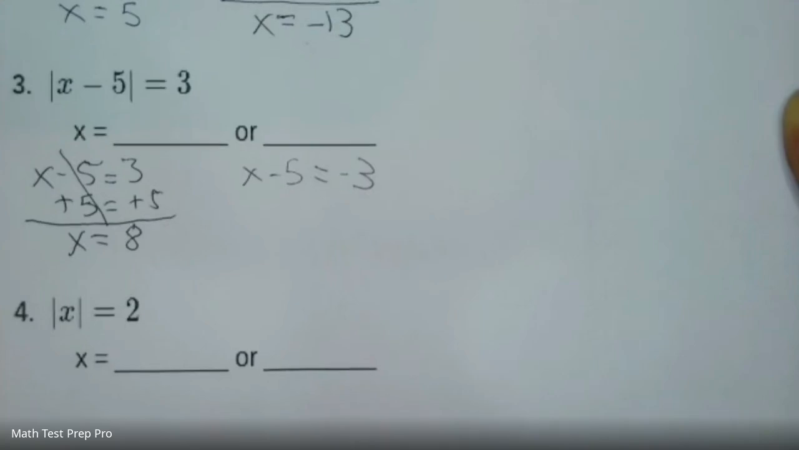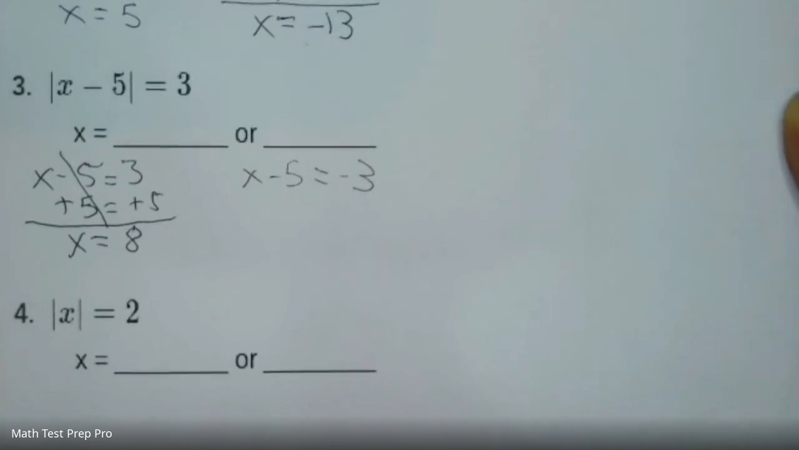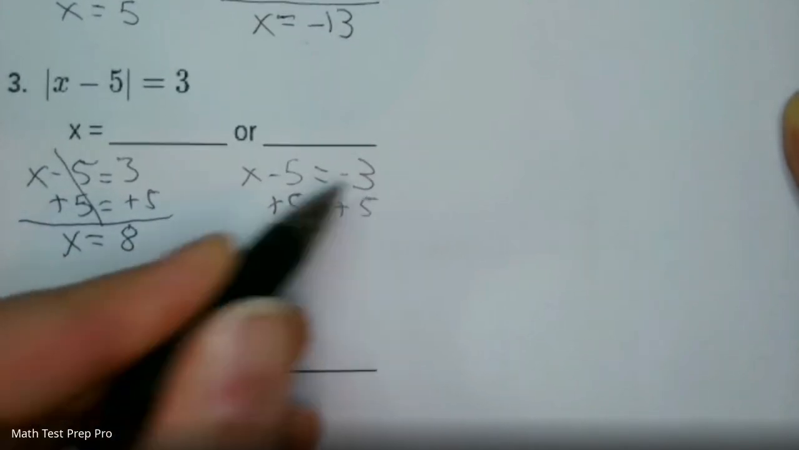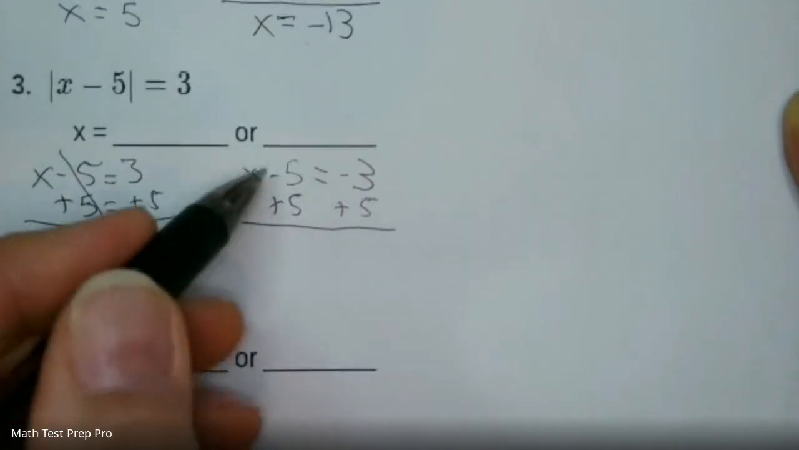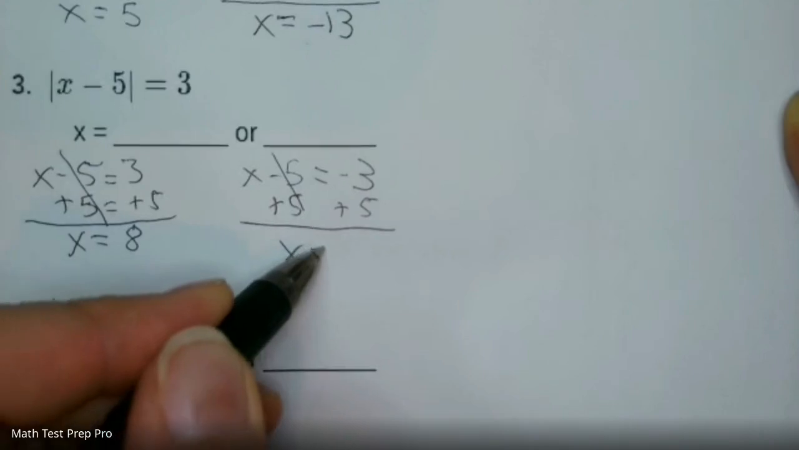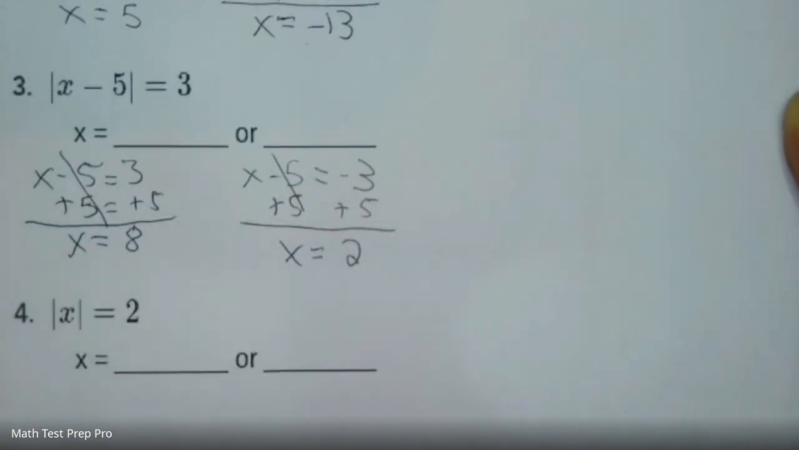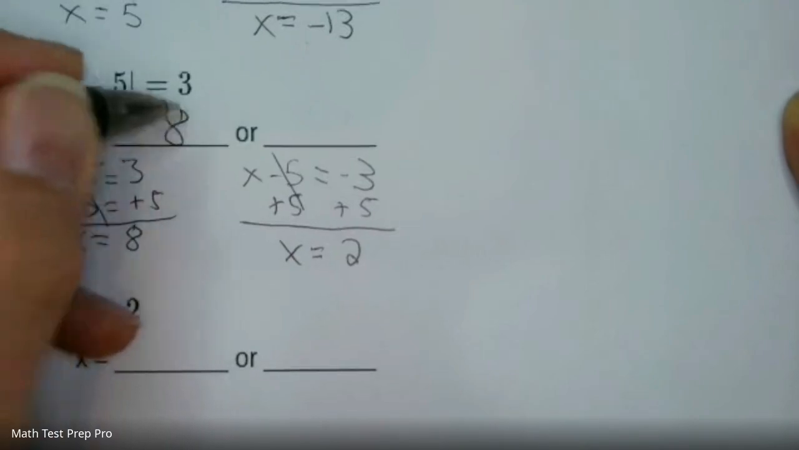All right, over here we have x minus 5 equals -3. I'm going to do the same thing: plus 5 on the left, plus 5 on the right to balance out the equation. These cancel out, leaving an x over here equals 2. Sorry, my math's a little rusty. So x equals 8 or 2.